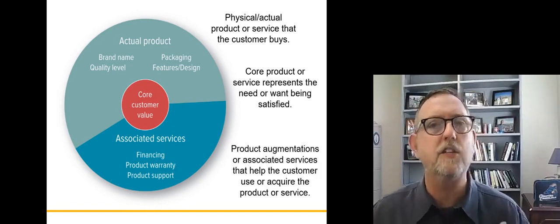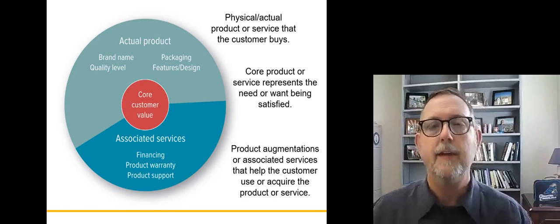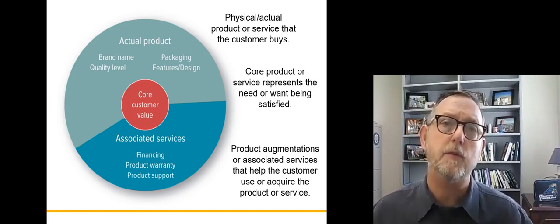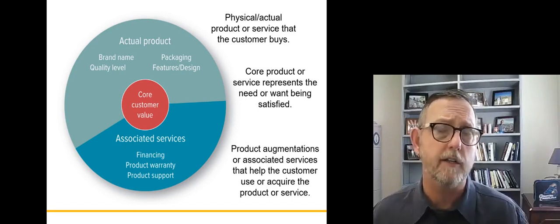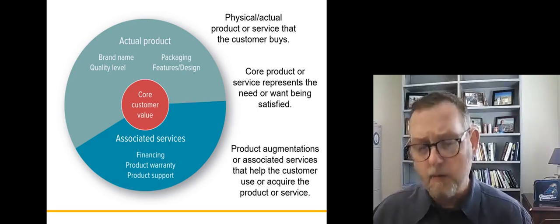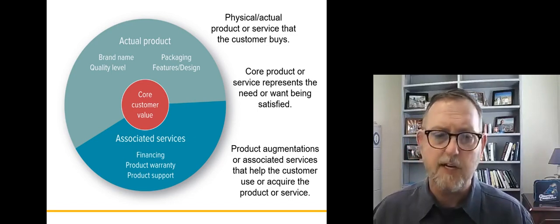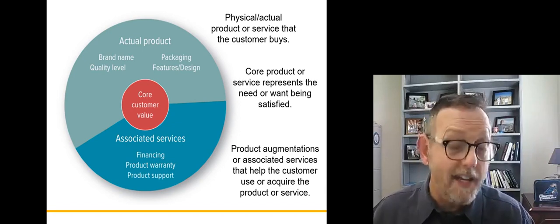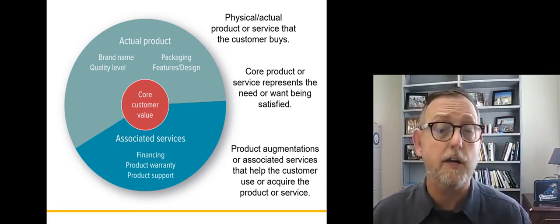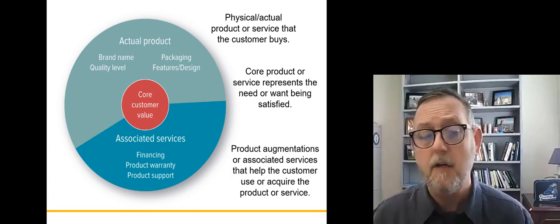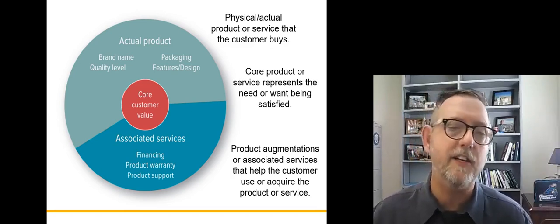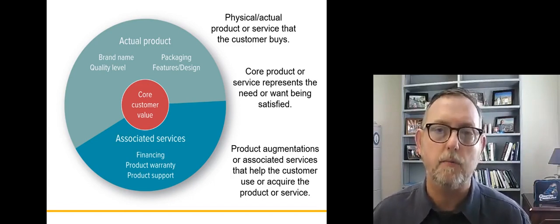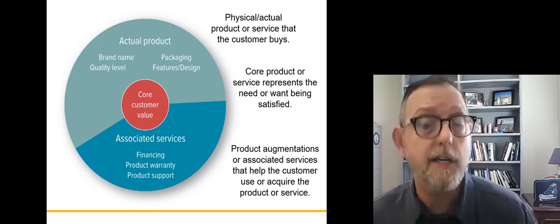The third level is called the augmented level, or the associated services level. This level is where we add benefits that help the customer use or purchase the product. So think about it that way. If we add a warranty, if we give some type of service plan or educational component, or if we offer credit so that the customer can buy the product sooner and then pay us back, those are all services and add-on features that help the customer use the product or access the product more readily.